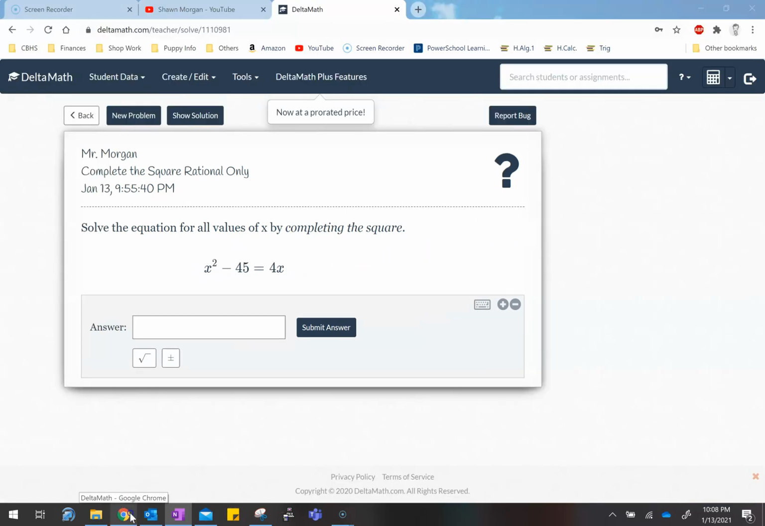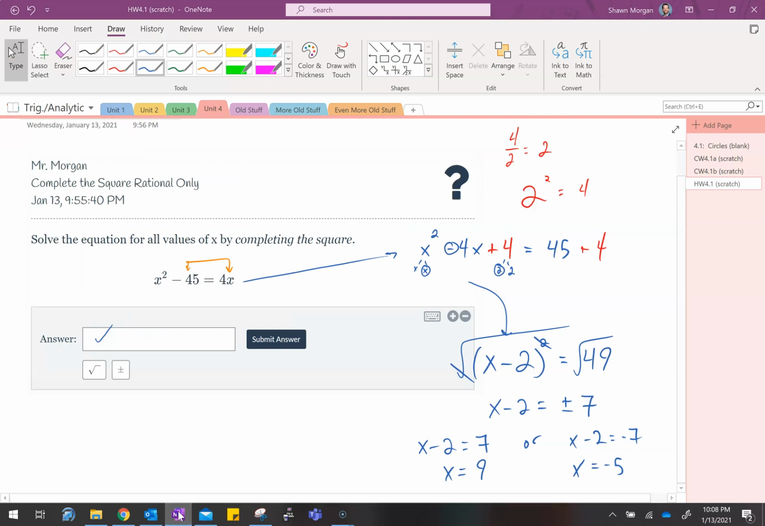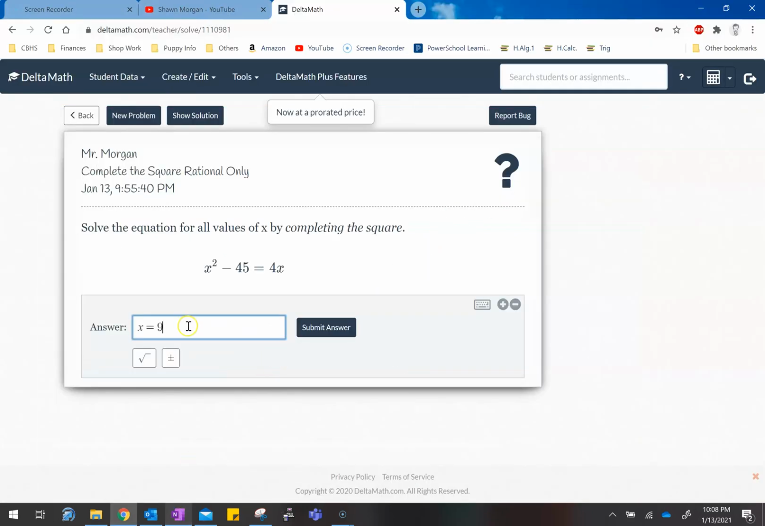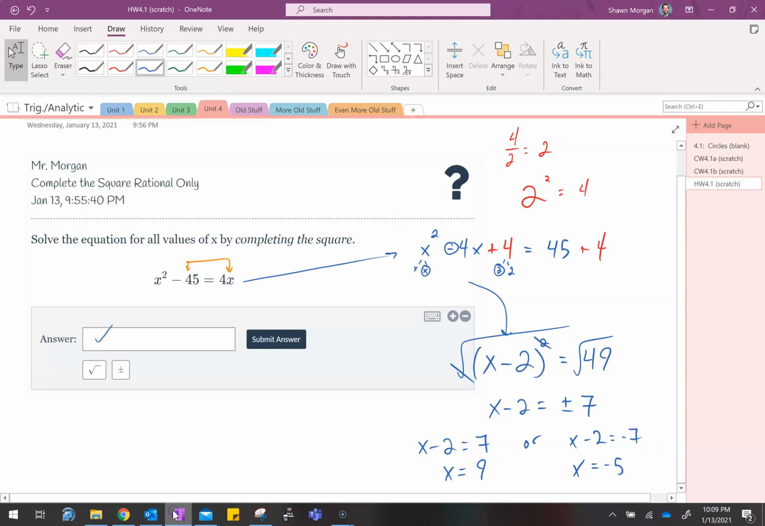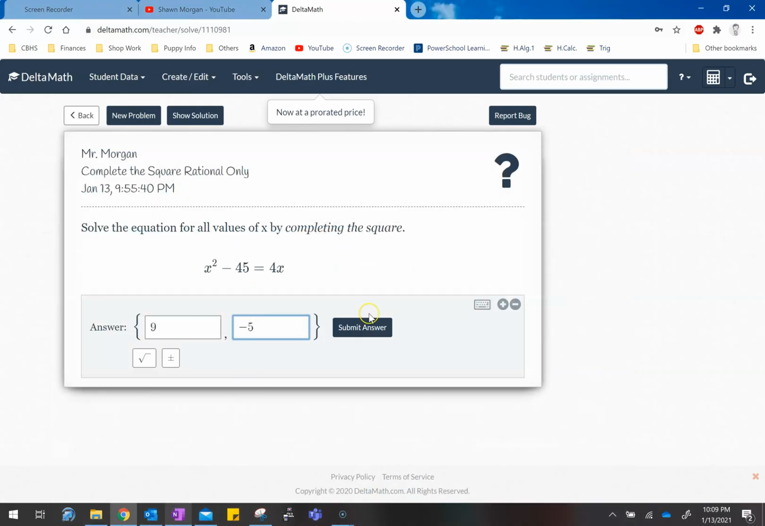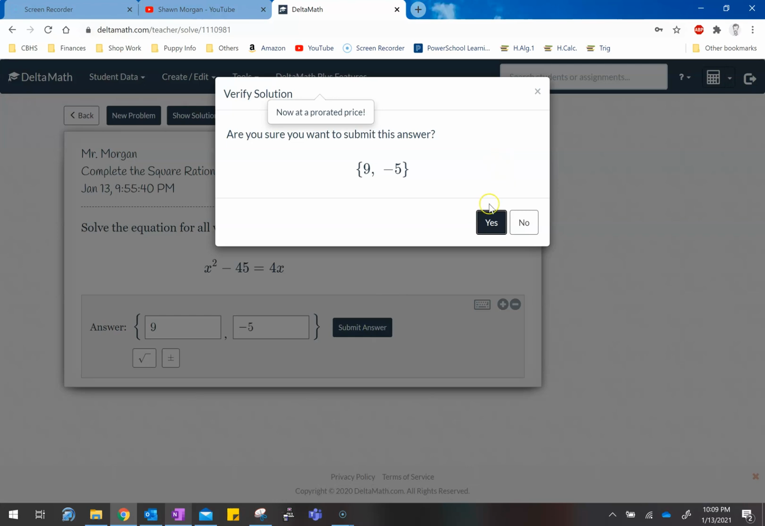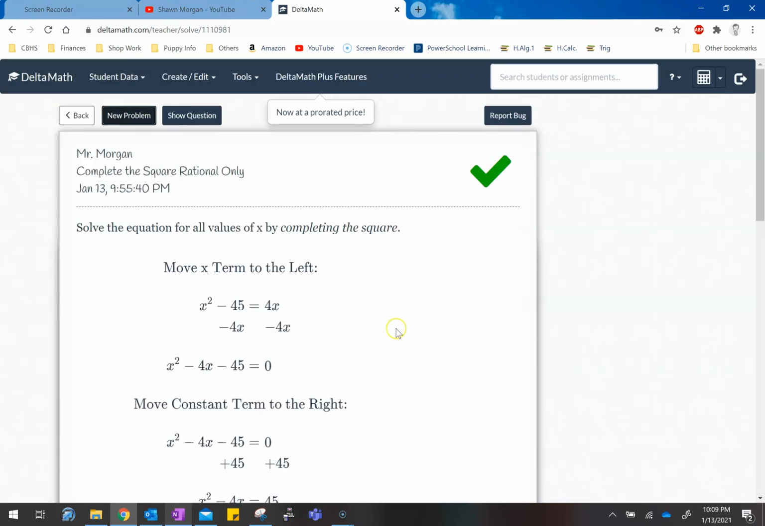Actually, I don't know if I've got this pulled up still. Let's see here. Yep. So you could type in your answer, 9 or negative 5. If you want to enter two answers, just hit the plus sign. Actually, don't say x equals 9. Let's say 9, and then negative 5, because I don't think they like it when you put in x equals. So what do we have? 9 and negative 5. I think I like that. And then we hit yes.